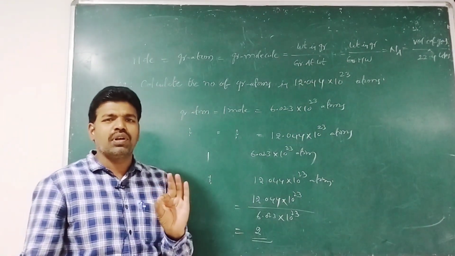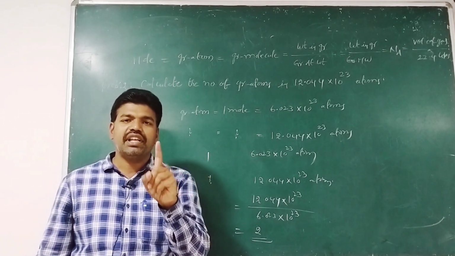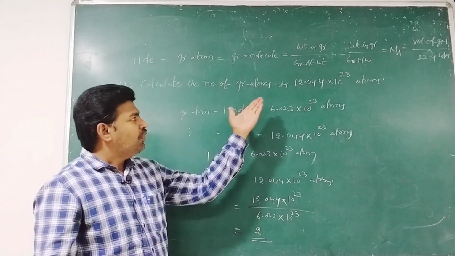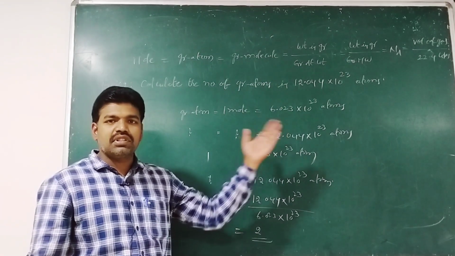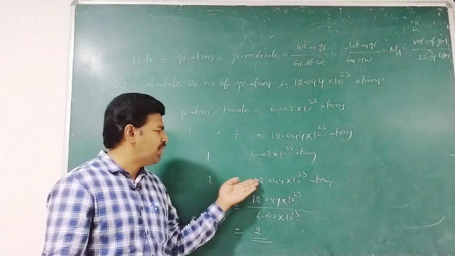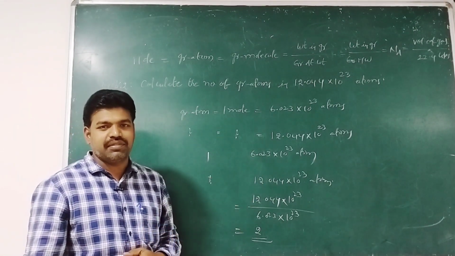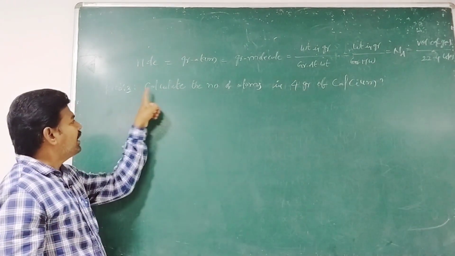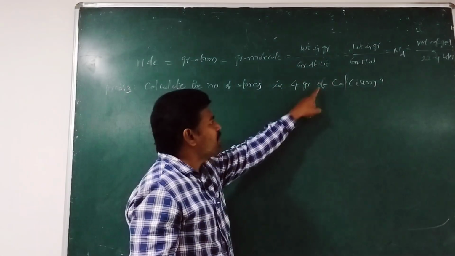It is very simple. 1 gram atom contains 6.023 into 10 to the power of 23 atoms. Then 12.044 into 10 to the power of 23 atoms is equal to how many gram atoms? It is nothing but cross multiplication. Okay. Problem 3. Calculate the number of atoms in 4 grams of calcium.